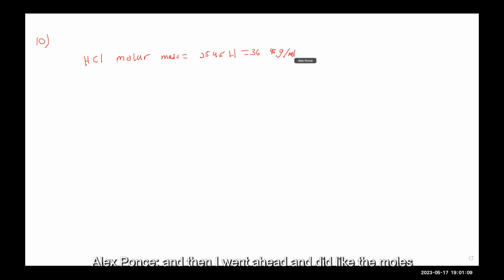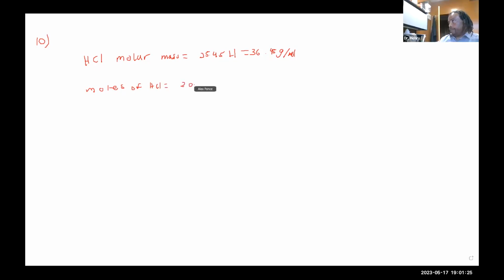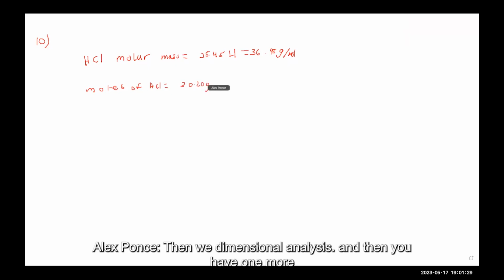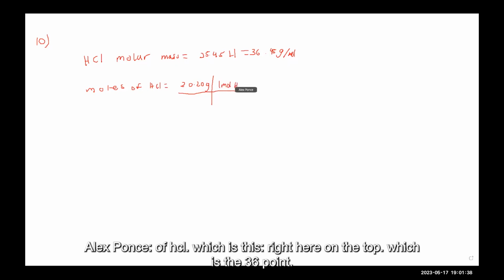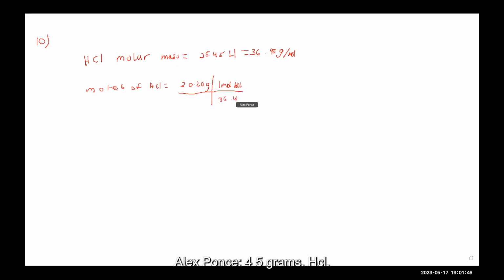And then I went ahead and did the moles of HCl. And that equals the 20.20 that's stated, right? Yep. And then that's grams. Then we do dimensional analysis. You have 1 mole of HCl, which is this right here on the top, which is the 36.45 grams HCl. And that cancels our grams. And then this equals 0.554 mole HCl.